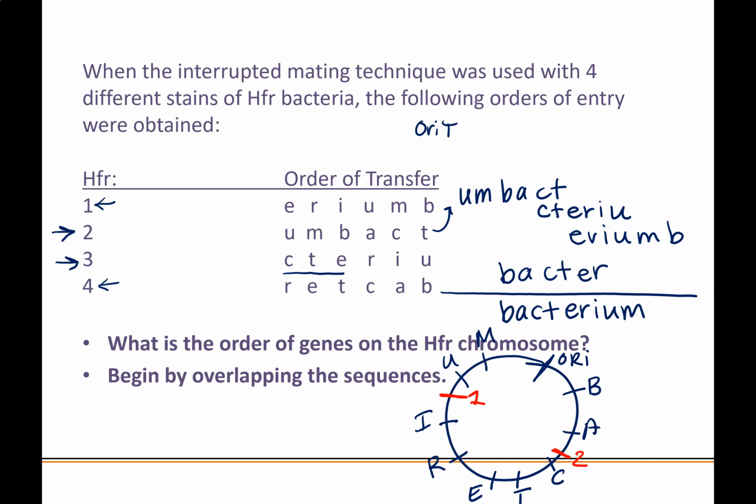3, I'm sorry, that was 3. 3 is, oh goodness, I got these all mixed up. 2 is here, sorry. 1 is here, ORI, and then 4 goes the other direction, but we get BAC, sorry, is the other direction, RETCAB. I confused myself because I turned it around. But I hope you can see now this overlapping circle model and how you can use the order of transfer to determine the arrangement around the circle.